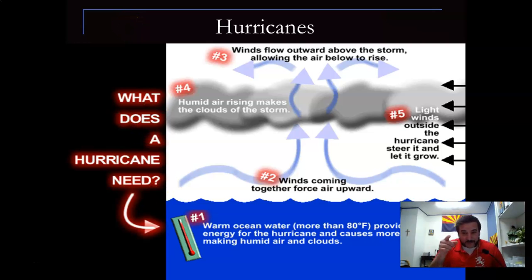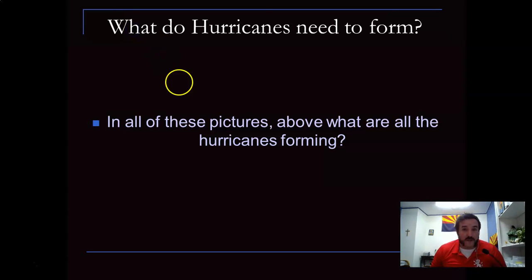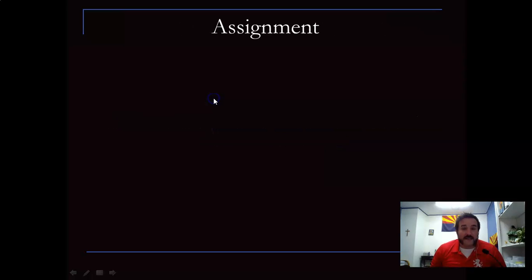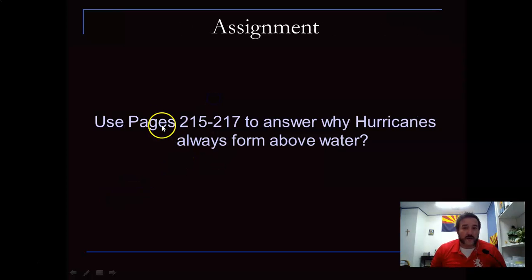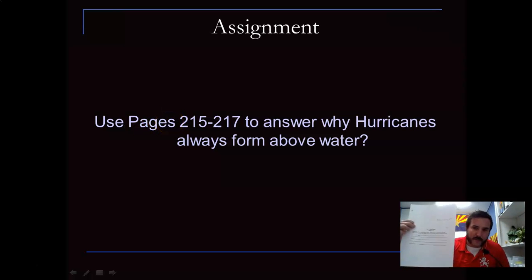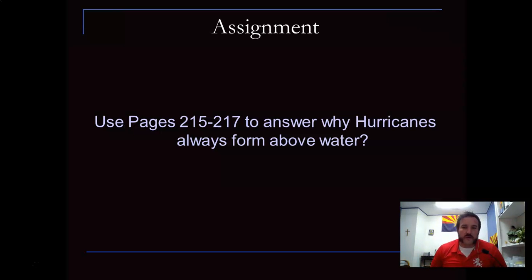This is what I'd strongly suggest having out as you're doing your assignment, because your assignment is simply this. Again, to answer this question, which is on your sheet of paper. It looks like this, so I don't have it on the PowerPoint. It's 4 lines, and it clearly says, why do hurricanes always form above water? Don't just say because that's how God made them. Yes, you're right. Don't just say because that's how it works. No, I got 4 lines for a reason.